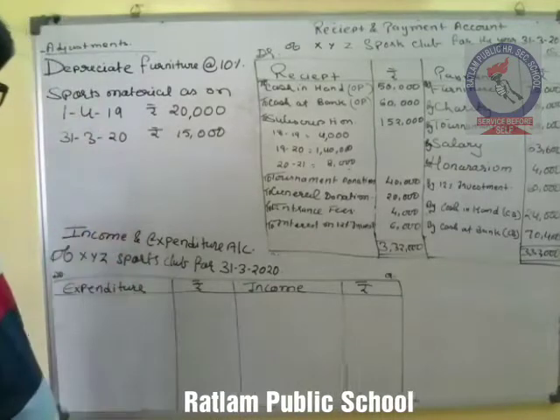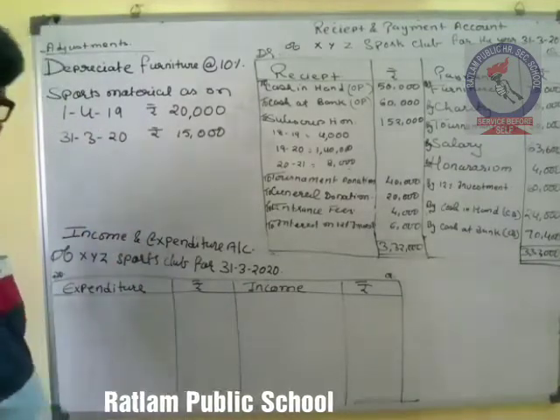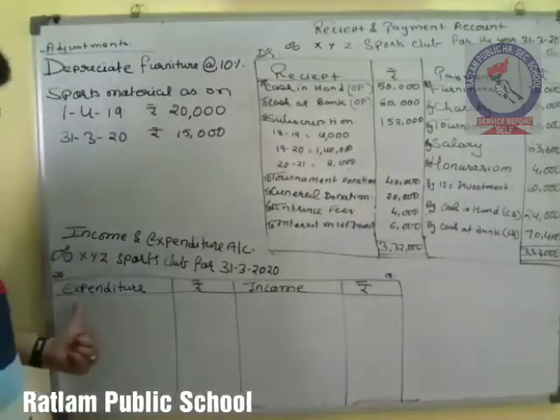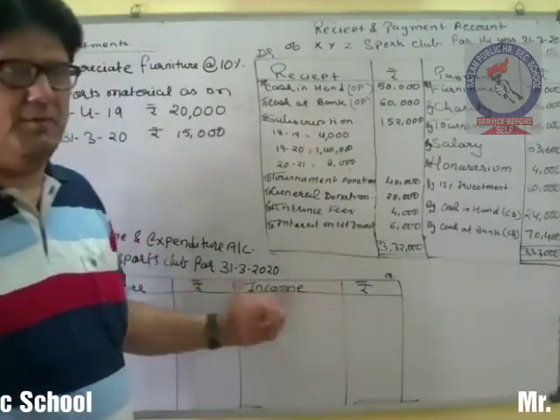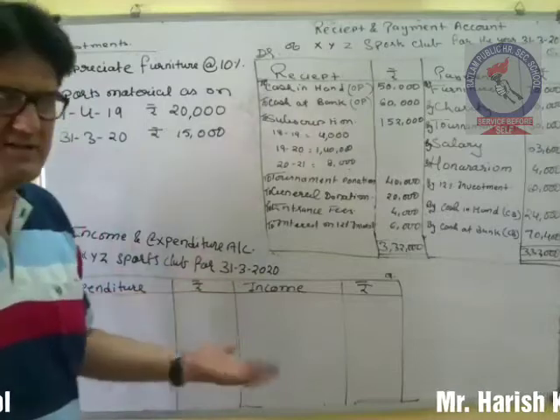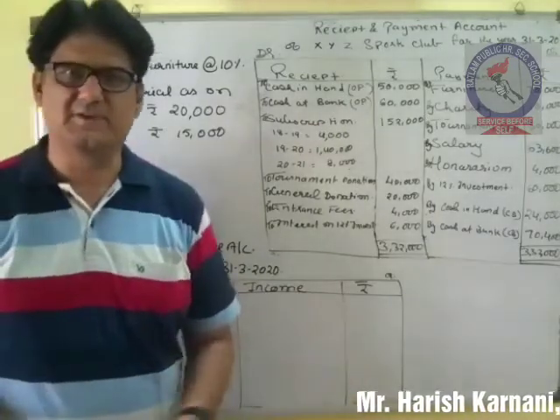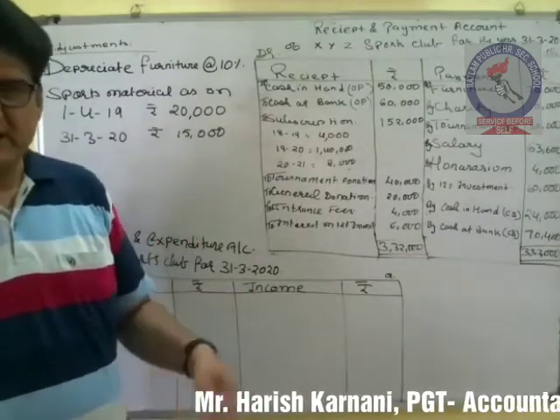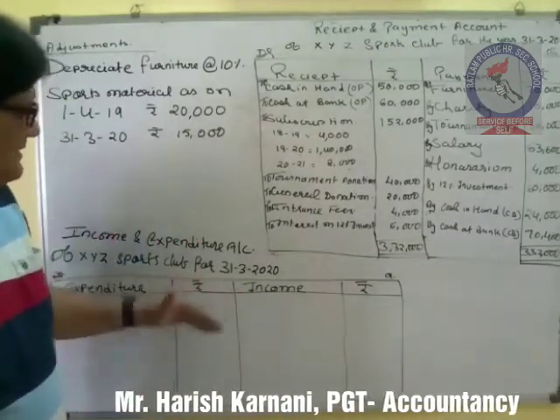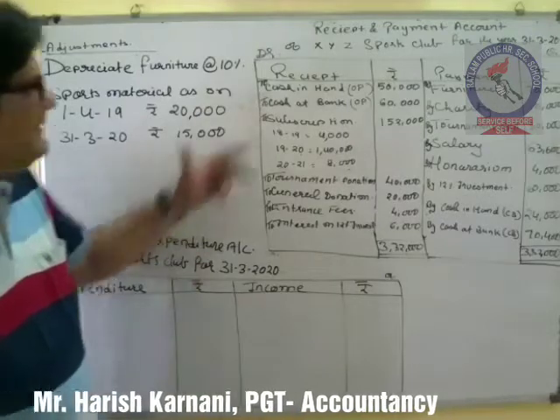So this is the format for the preparation of income and expenditure account. Expenditure debited, income credited, because it is a nominal account, and a nominal account says that all expenses are to be debited and all the incomes will be credited. Now let us start the preparation of this.